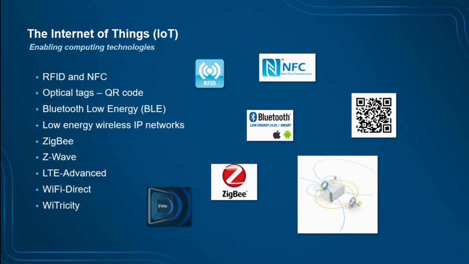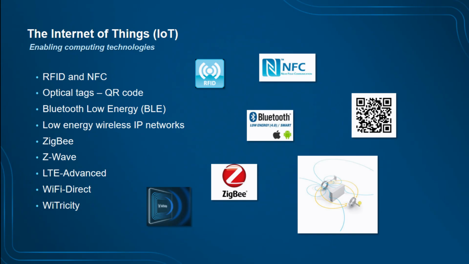So let's look at what enables the Internet of Things. We see some RFID chips that I mentioned before, near field communications. We see optical tags or QR codes that you can use a camera to read and then send data along. It's kind of like remote sensing in a way, right?